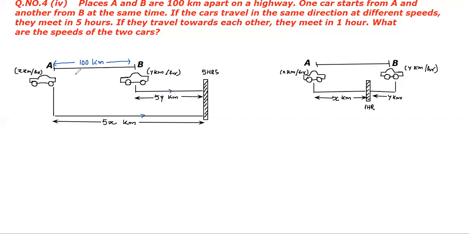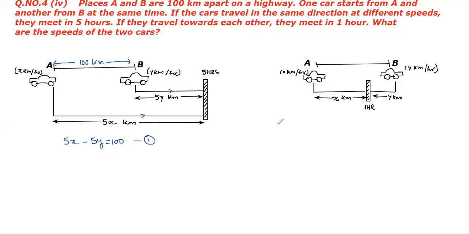With only the information given to you, you have to find an equation. Now this is the distance 5x. If I subtract the 5y distance from it, what are you left with? You're left with 100 kilometers only. So children, the first equation will become 5x minus 5y is equal to 100. This will be the first equation.